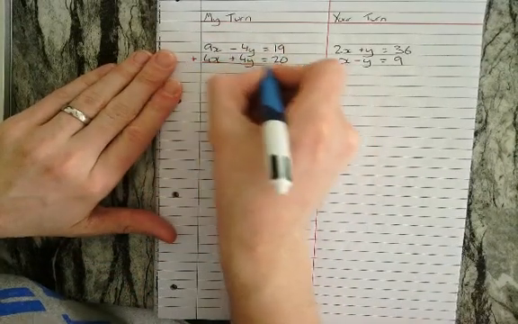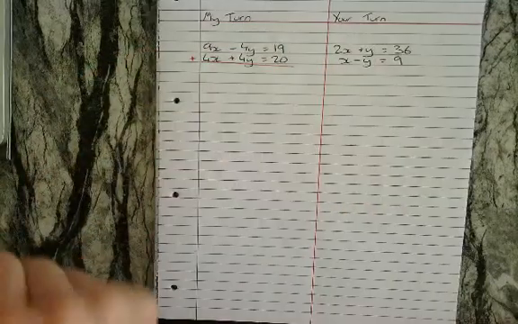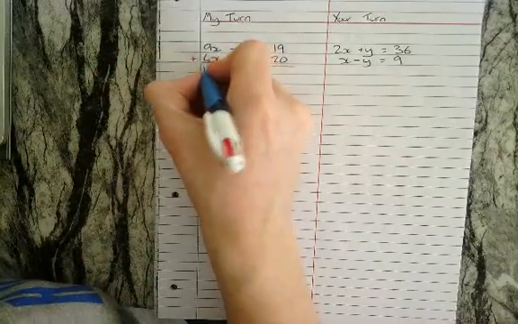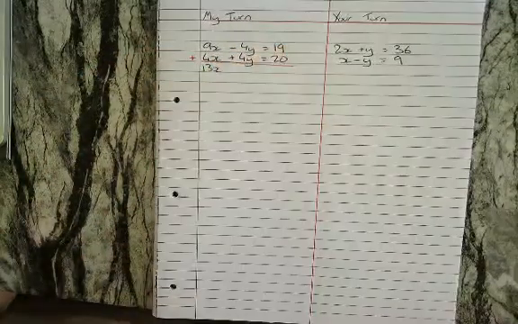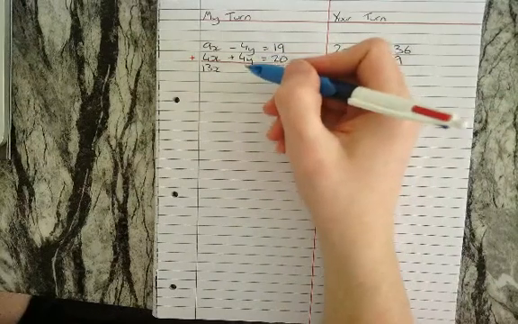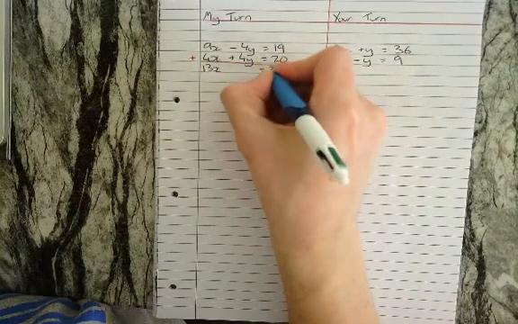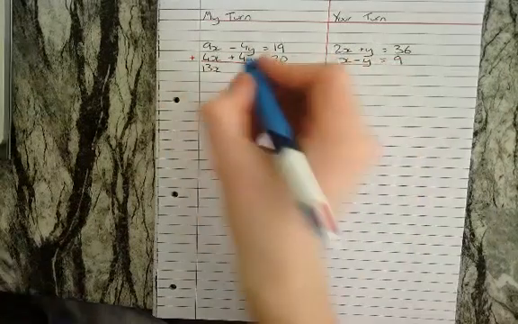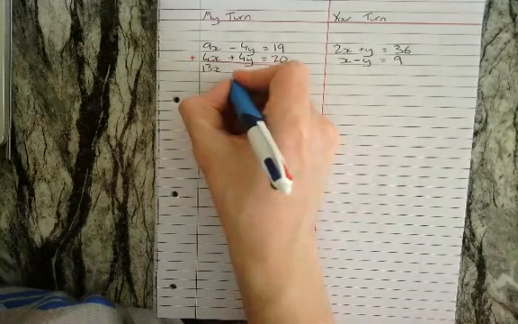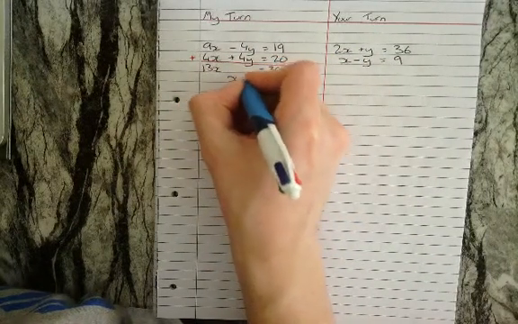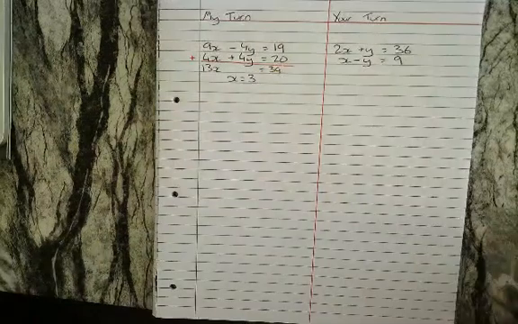So let's do that. 9x plus 4x gives me 13x. And as we said, minus 4y plus 4y will be 0. And 19 plus 20 is 39. So 13x equals 39. Divide by 13, and that gives me x equals 3.